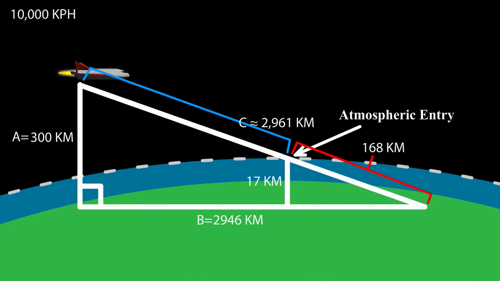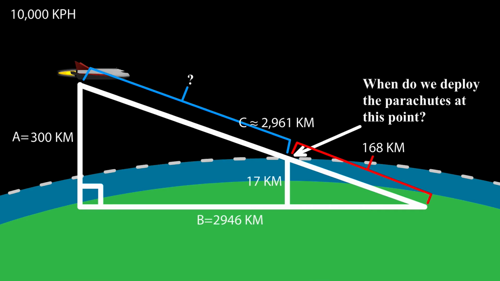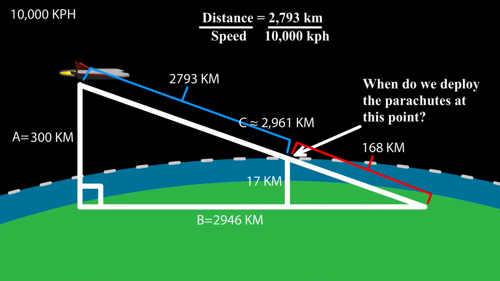Finally, we need to know when we will be approaching that point so that I can deploy the parachutes at the right time. All we need to know is the distance to that point, 2,793 kilometers, and our speed, 10,000 kilometers per hour. In order to figure out time, we must divide distance over speed. This gives us about 0.28 hours, which is 16.8 minutes.